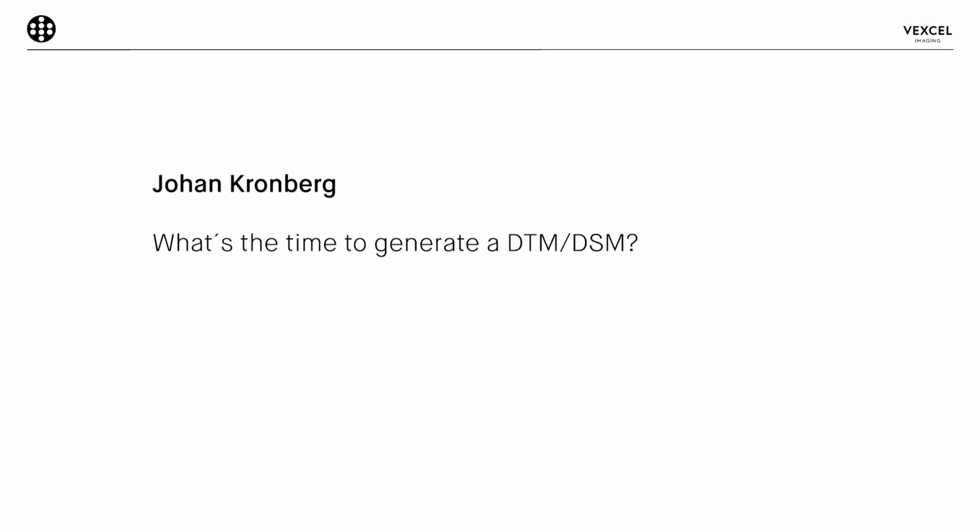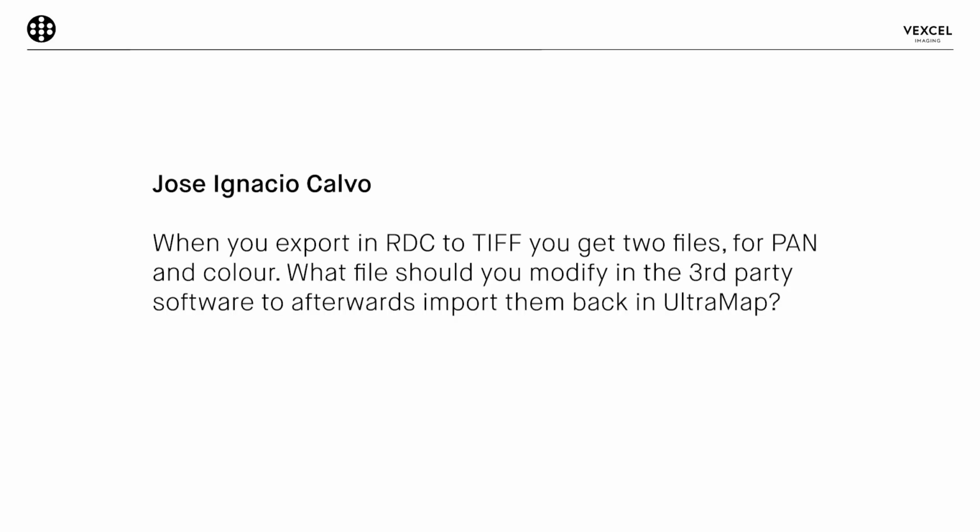Perfect. Thank you, Bernhard. Next question. When you export in RDC to TIFF, you get 2 files, one for pan and one for color. What file should you modify in the third-party software to afterwards import them back into UltraMap?